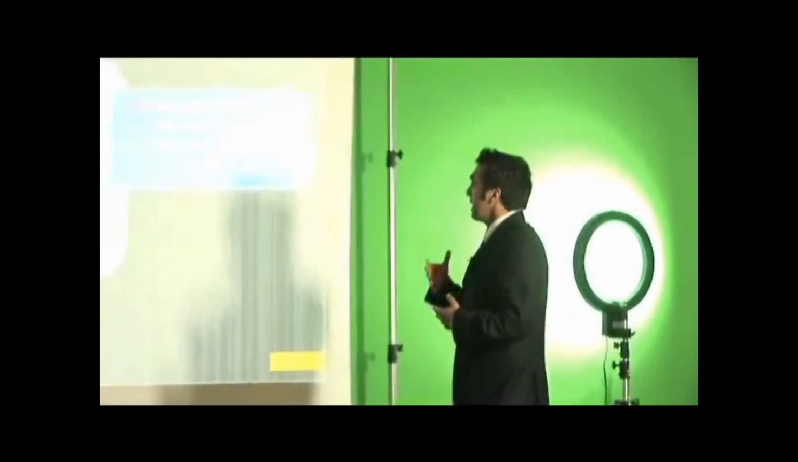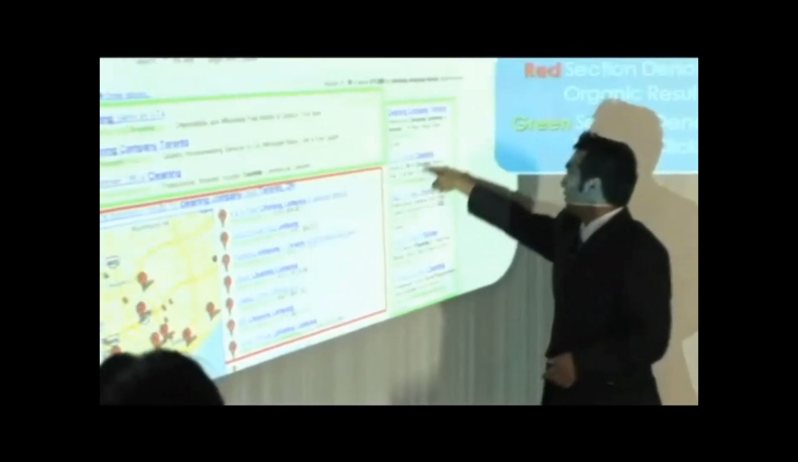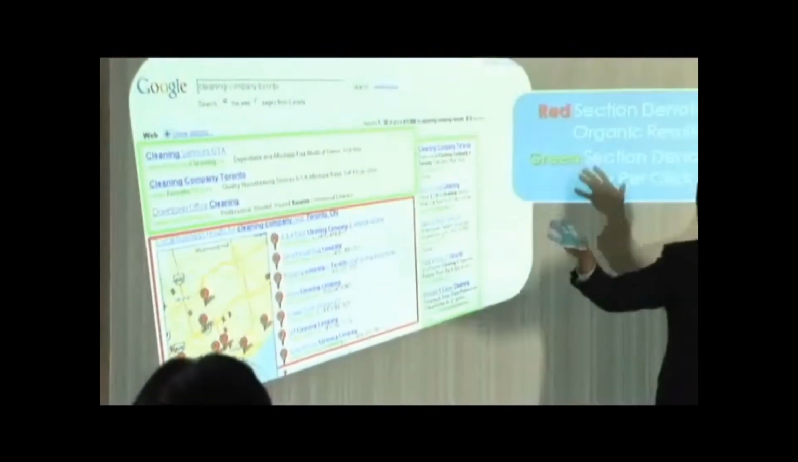So let's be clear exactly what is pay-per-click advertising and what is natural search engine optimization. Now, unless you've been in a cave for the last 10 years, you've been on Google. And if you've been on Google, you've been searching for something. So in this given case, we have someone searching for a cleaning company in Toronto. So they would naturally type in something like cleaning company Toronto. So when you have search engine results, there's a breakdown of information, what we call natural results and sponsored pay-per-click links. The red section here would be the natural section, and the green section here would be the pay-per-click advertising.